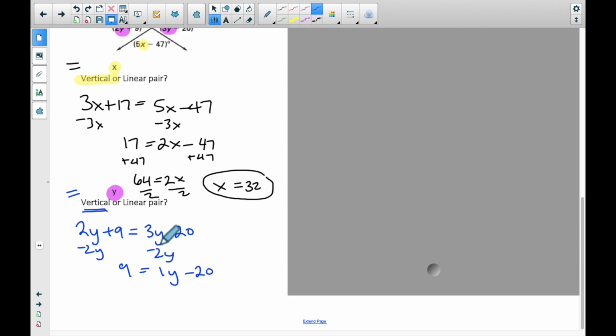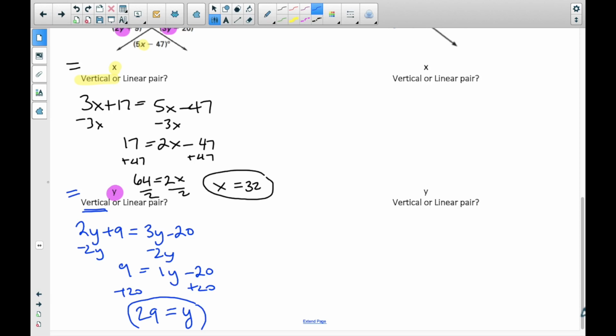Okay, subtract my 2y, I get 9 equals 1y plus 20. I'm going to add 20 to both sides. And so I get 29 is equal to y, or y equals 29. Okay, we'll see if we have time for this last example.